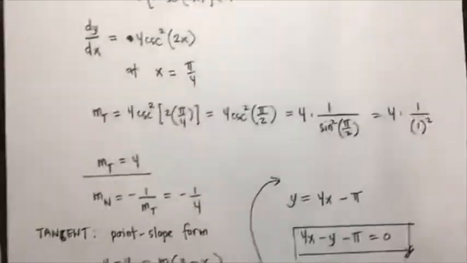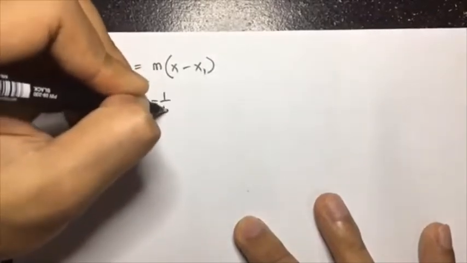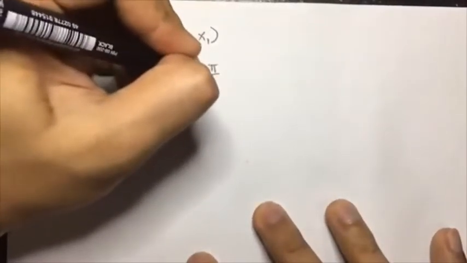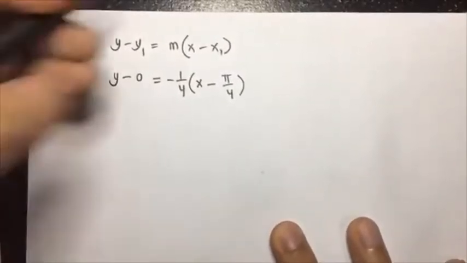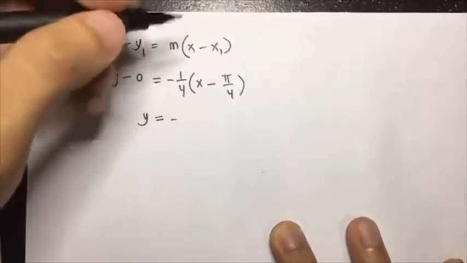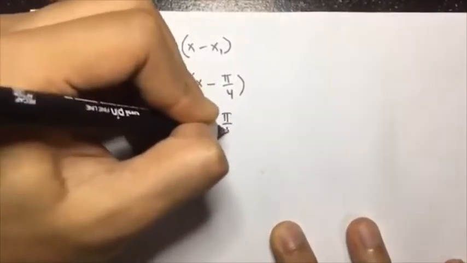Okay, so let's do that. So what is that? y minus y1 is equal to m times x minus x1. So y minus 0 is equal to the slope of the normal, negative 1/4, times x minus pi over 4. Okay, so this will become y is equal to negative 1/4 x minus pi over 4.